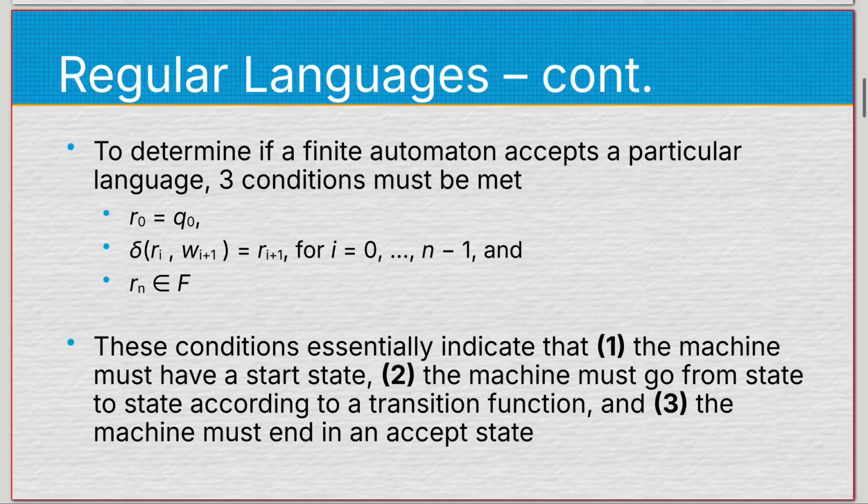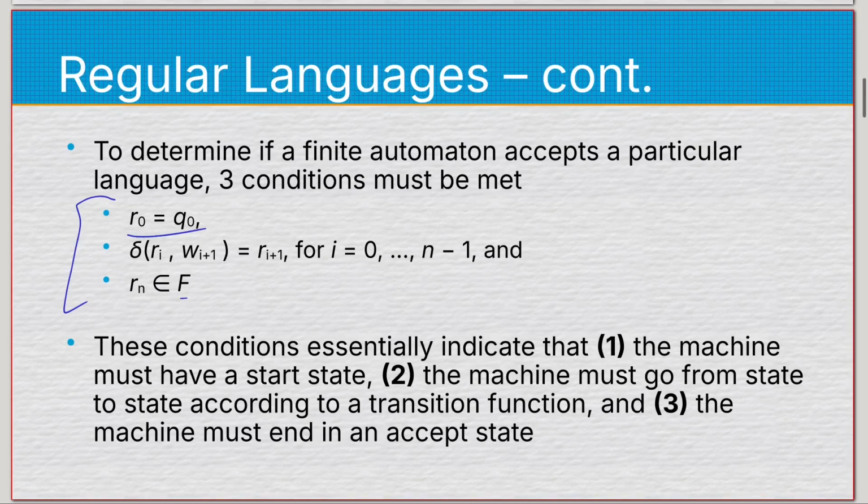To determine what languages can be accepted and recognized, we have three conditions, quantified on these three items right here. The first one is that the machine must have a start state. That is this bit right here. Second, the machine must go from state to state according to a transition function. We did that in the previous video by making transition tables, and those characterize how the navigation of the finite automata works. And finally, we have the set F, which is our accept states. We have to actually have strings that are accepted.